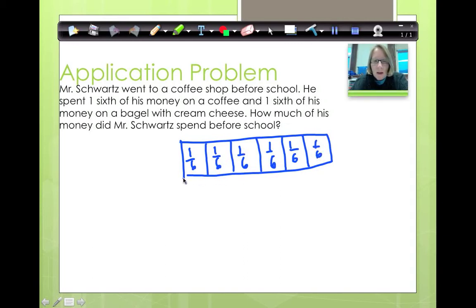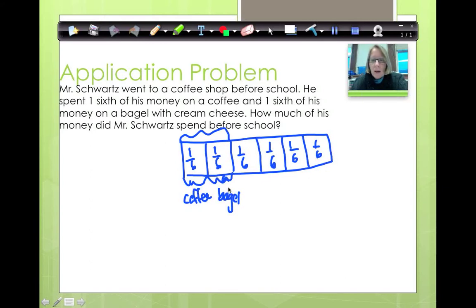Okay, now, this part right here is his coffee. And this part right here would be his bagel with cream cheese. So, how much of his money did he spend? I want to know this much, right? Because we don't know what he spent this much money on, did we? He's probably still in his pocket. Maybe he'll use it on his way home.